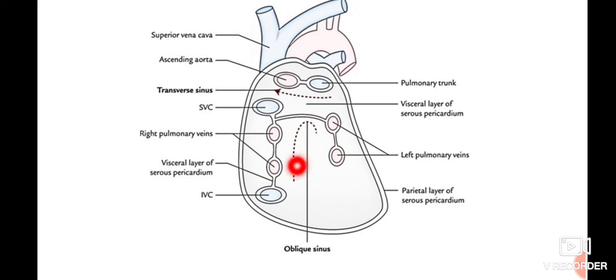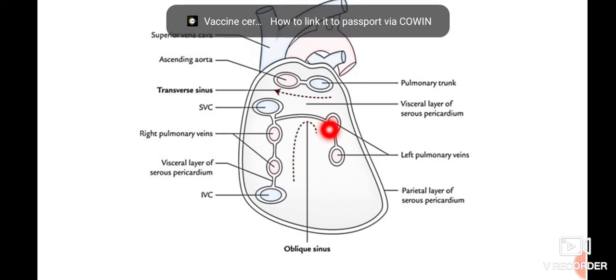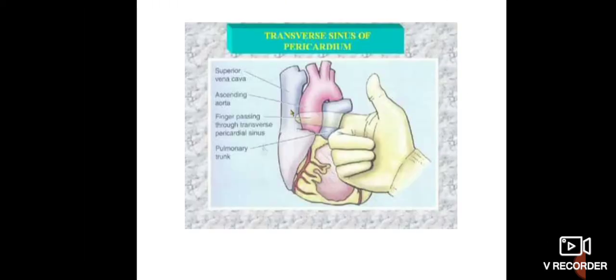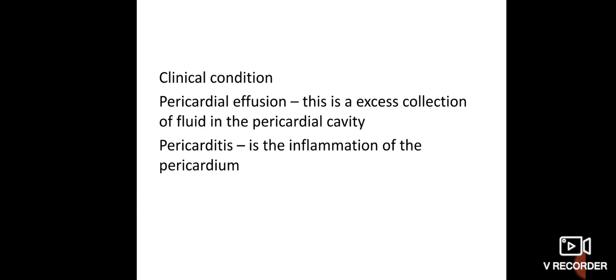In the same way, among the venous end, the oblique sinus is present, which is this oblique dotted area. This is the oblique sinus which is present among the venous end. So transverse sinus is present between the arterial end and the venous end. Oblique sinus is present at the venous end. This slide shows the transverse sinus, the finger which is being put into the transverse sinus.